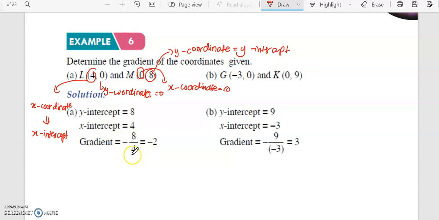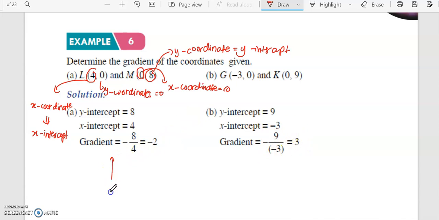Negative y-intercept over x-intercept, so we just take y-intercept equal to 8 here, and x-intercept equal to 4 here. So the gradient is equal to negative 8 over 4, so equal to negative 2. Same for this part. We have 0 for the y coordinate, so automatically negative 3 is the x-intercept, and 0 on the x coordinate, so 9 here is actually the y-intercept. So we could use the formula negative y-intercept over x-intercept, negative 9 over negative 3, so equal to 3.